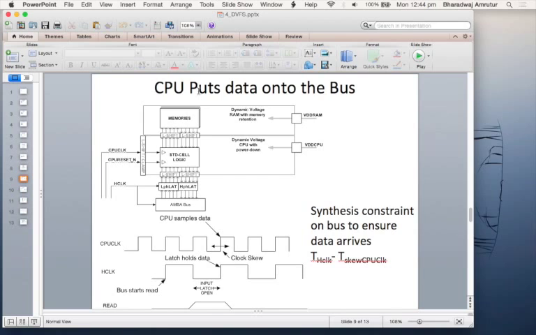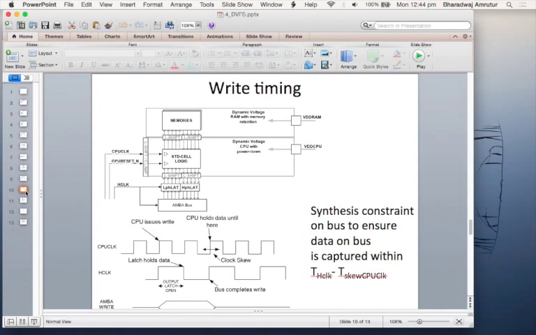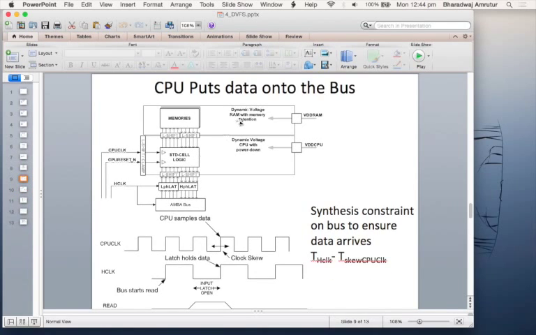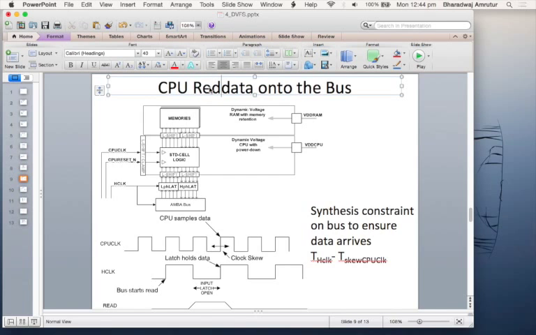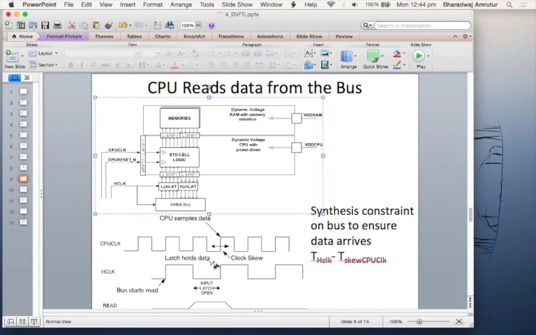No, actually this one is CPU reads data from the bus. Okay, I am myself confused out here. CPU reads data from the bus. Okay, so here what happens is that on the positive edge of the bus clock, some device out here is transferring data onto the CPU. So that puts out the data onto this common bus.